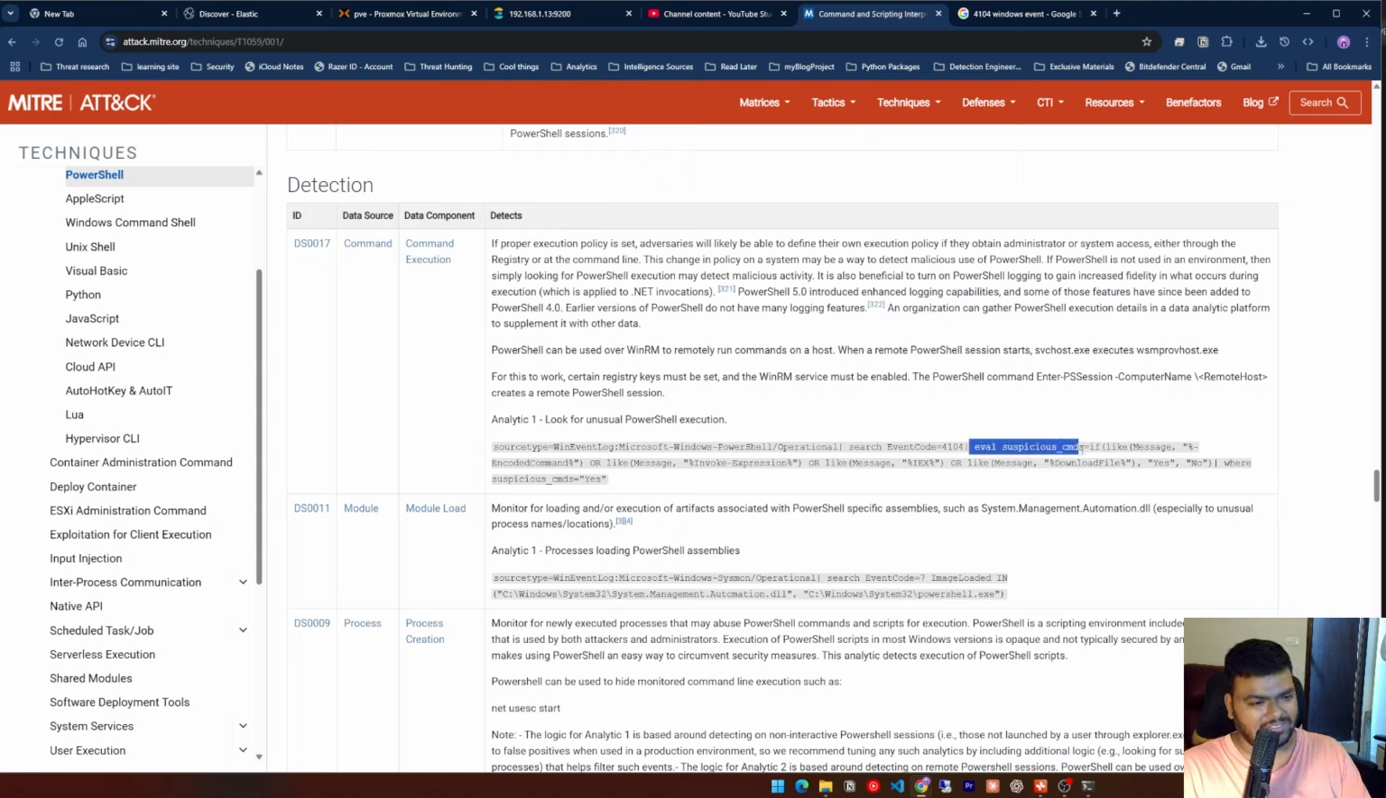Eval suspicious commands is a variable that is defined. So eval is an operator that is defining a suspicious commands variable. If there's a message that contains an encoded command keyword, say for example, if PowerShell is executed and the script has the keyword encoded command, or invoke expression, or IEX, or download file, then it will return yes, otherwise it will return no, right? So you're building a table kind of a thing where you have suspicious commands, yes or no, right?